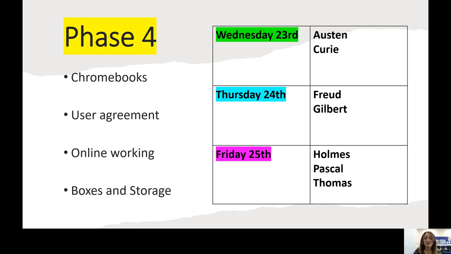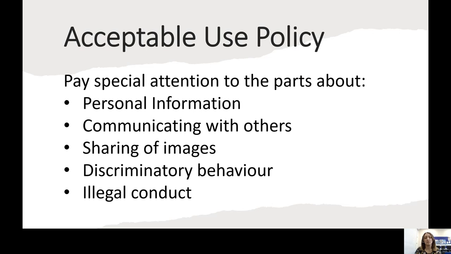Now, when you and your parents or guardians are signing these user agreements, part of what you sign is an acceptable use policy, and that just means that you're using the devices in a responsible and appropriate way. Please pay special attention to some of the key parts about personal information, so sharing your own personal information and that of others as well. Also, these devices need to be used responsibly in how you communicate with others, respectfully and politely. Sharing of images should be done very cautiously or just not at all. So there shouldn't be any inappropriate sharing of images of yourself or other people, as that would be breaching the contract. There obviously shouldn't be any discriminatory behaviour.